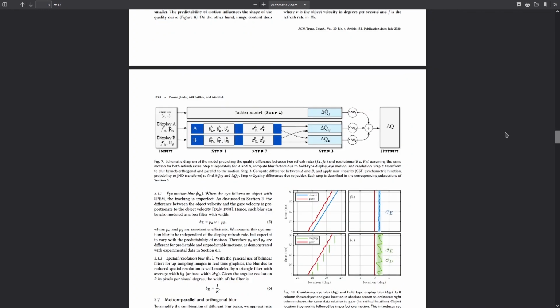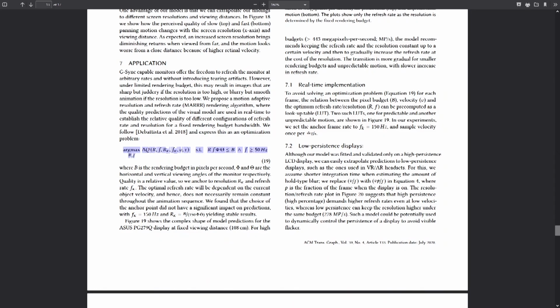The model itself can be seen here in Figure 9. It takes the motion as well as the refresh rate and resolution of different displays and can find a quality of difference between them. As for how to implement this into a real-time solution, given a rendering budget in pixels per second and the horizontal and vertical viewing angles of the monitor, you can determine, based on the resolution and the refresh rate, whether you should have more refresh rate or more resolution, given by this equation here.